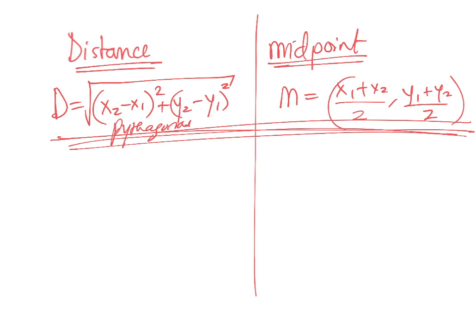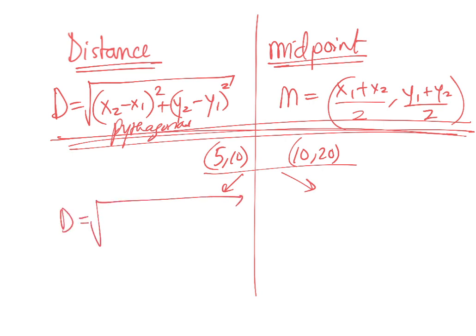So if I give you points (5, 10) and (10, 20), and you're supposed to find both the distance and the midpoint of those two points. For the distance formula, we just go here. We say x1, y1, x2, y2, the same way you found the slope. You label x1, y1 and x2, y2.